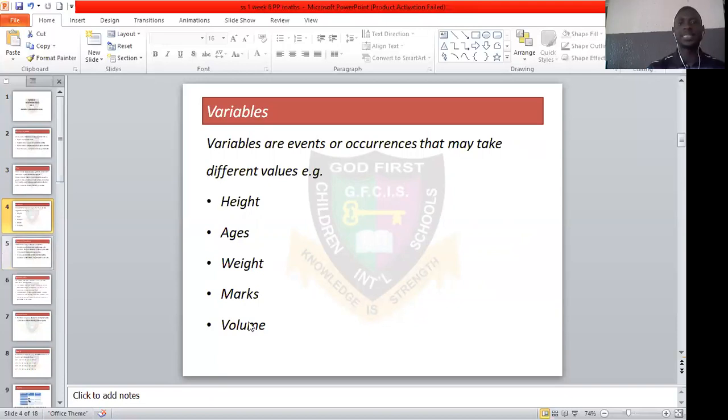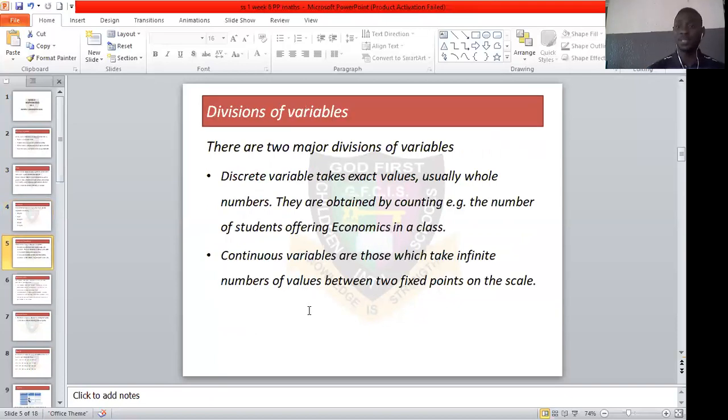So we look at the next slide. Now variables are divided into two parts. We have the discrete variables and the continuous variables. The discrete variables take the exact values. That is, they take the exact value, the exact number we're dealing with. Unlike the continuous variable, those deal with infinite numbers of values. That is the range between two fixed points on the scale. The range from, let's say, 1 to 10. For example, in a class now, we want to look at probably the ages of students ranging from 10 to 20 years old. Like from 10 years old, the least person is 10 years old, and the oldest person is 20 years old. Then we want to look at that.